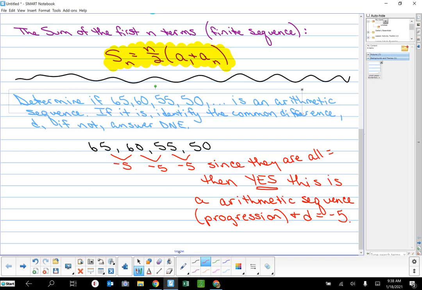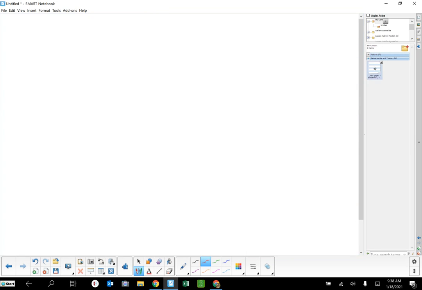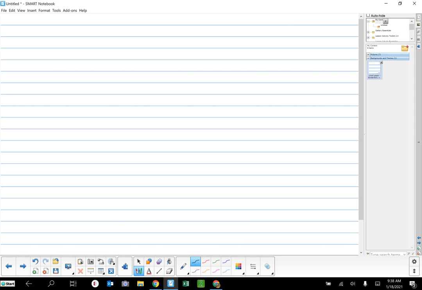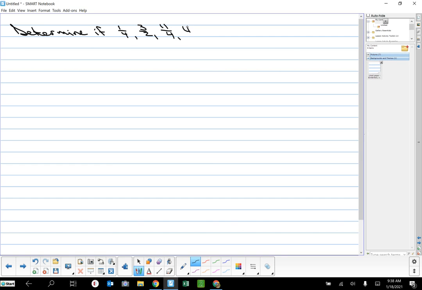All right, next question. I'm going to actually go to a new page here. New page, throw some paper in. Okay, determine if 1/4, 3/2, 11/4, 4 is an arithmetic progression. I'm going to squeeze it in.